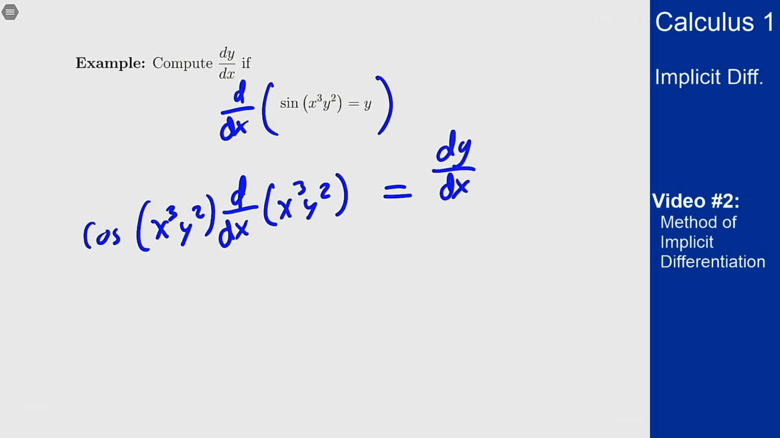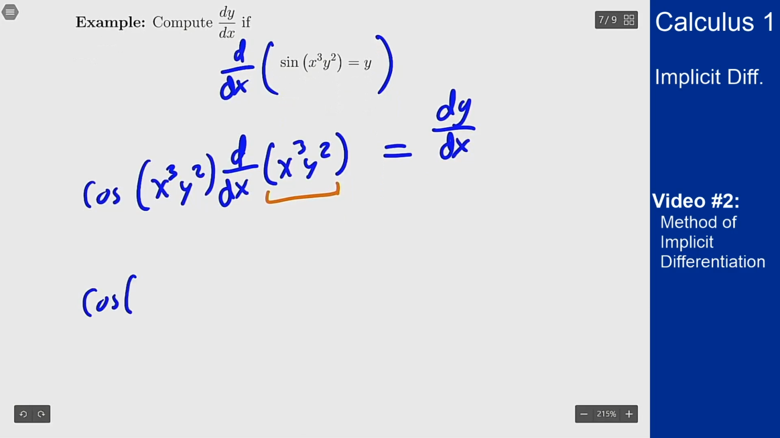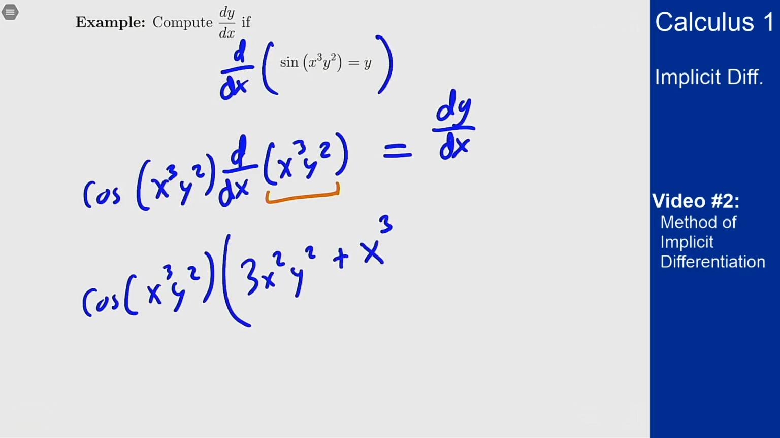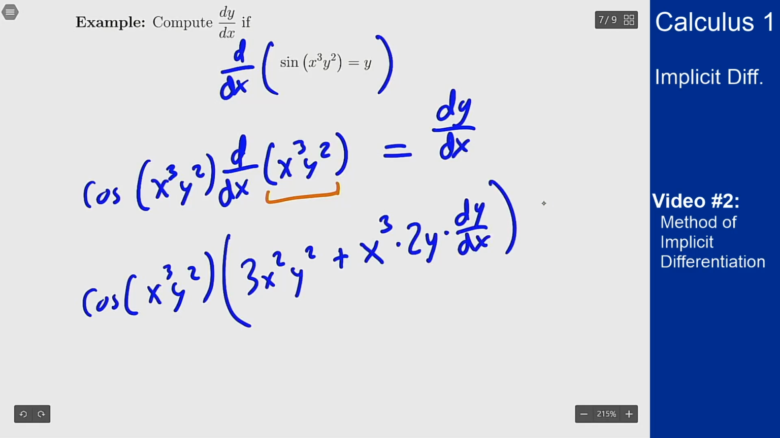Now I need to keep going. How to differentiate this term here? That's a product rule. So I'm going to get the cosine of x cubed y squared sitting out front times the derivative of this product. The derivative of x cubed is 3x squared, the y squared hangs around, plus x cubed times the derivative of y squared, this is another chain rule, 2y times dy/dx, and that still equals dy/dx.